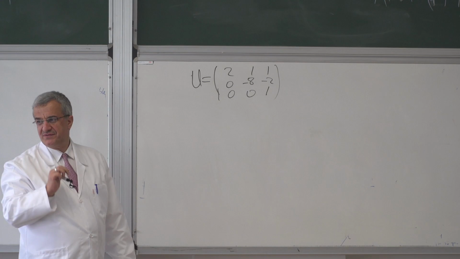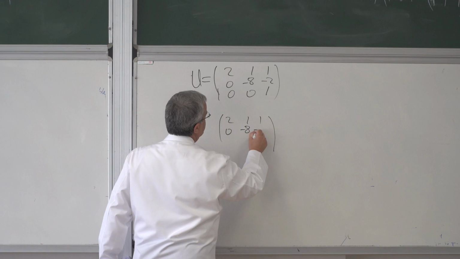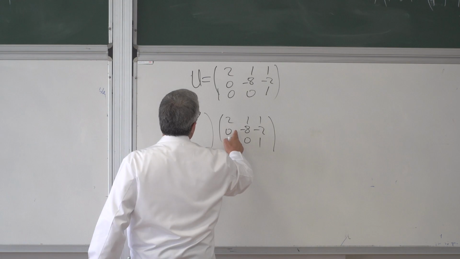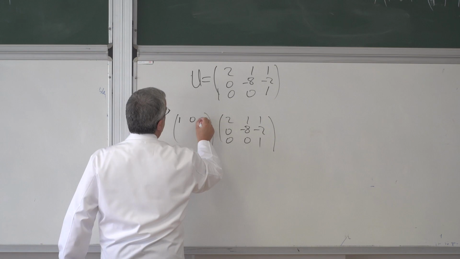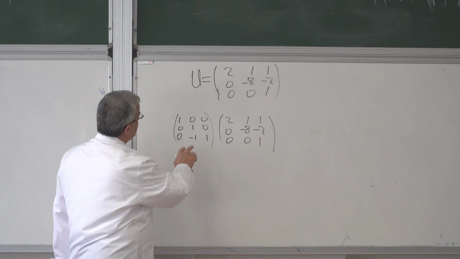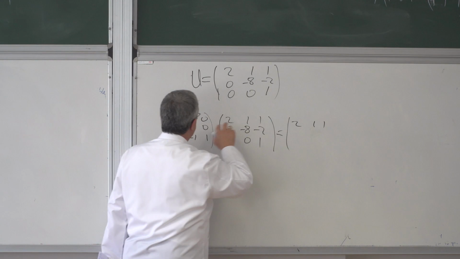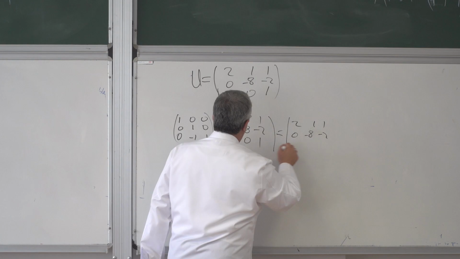Okay? So what should I multiply this with so that, so 2, 1, 1, 0, 8, minus 8, minus 2, 0, 0, 1. What I will do is that I will take this and add it here. So 1, 0, 0, 0, 1, 0, and 0, minus 1, 1. Okay? So let's multiply this. What do we get? I know the result, but let's do it together, right? So we multiply this. This first row is the same. Second row is the same. Okay? And third row is minus 1.